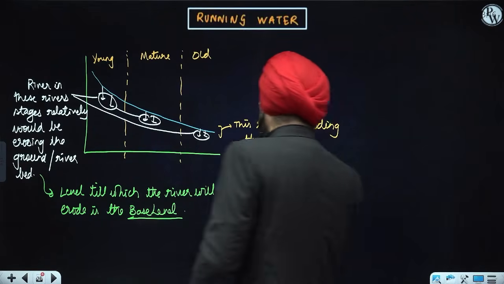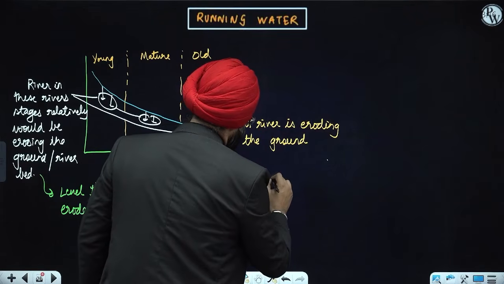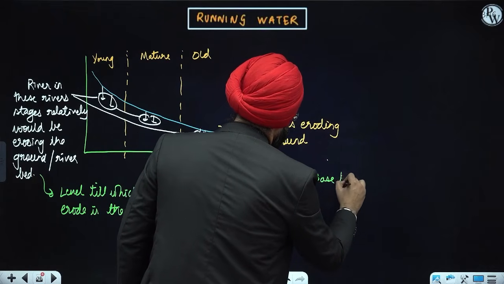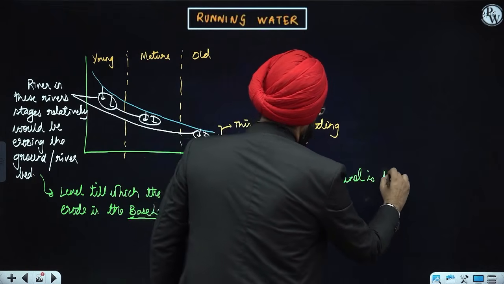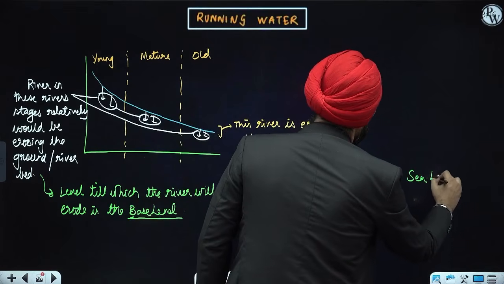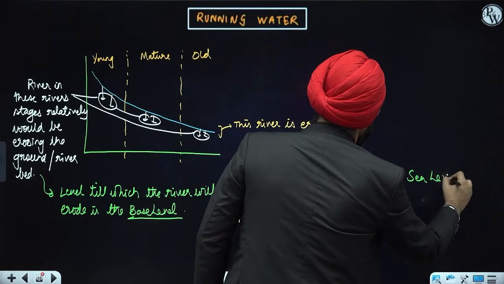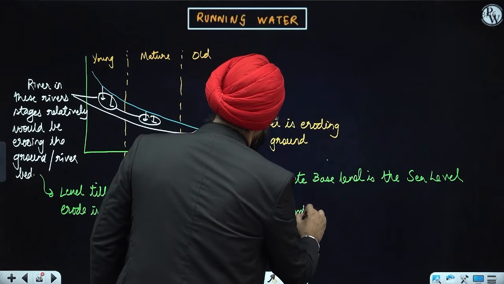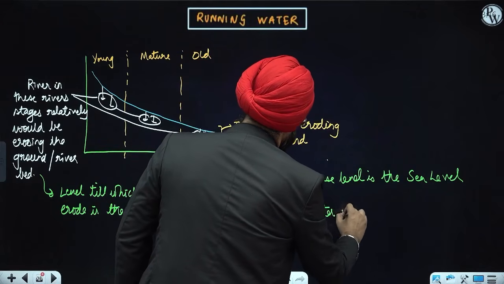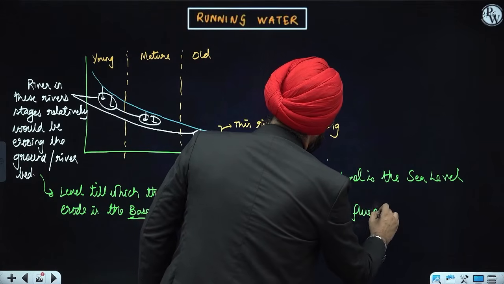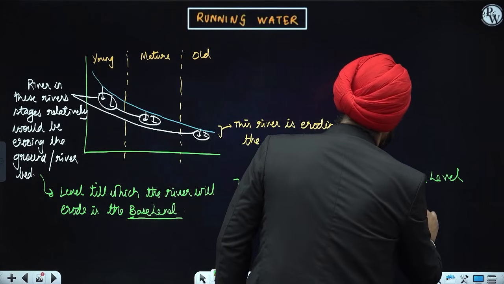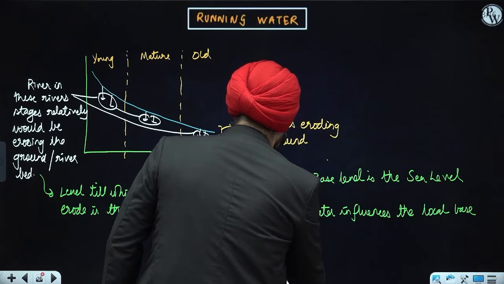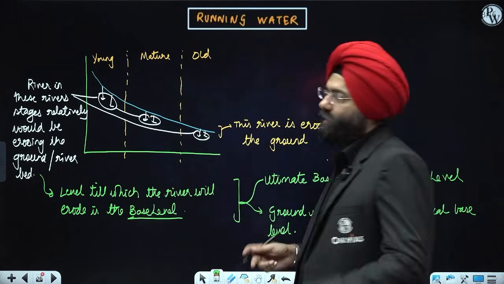So, the ultimate base level is sea level. Groundwater influences the local base level. This is something that you should understand.